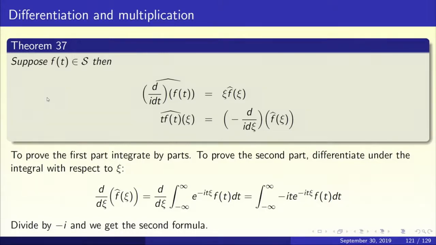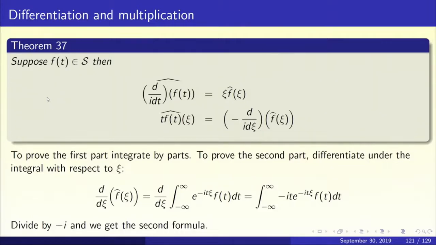The second formula is that if you first multiply the function f of t by t and take the Fourier transform, you get minus 1 upon i d/d chi of f hat of chi. In other words, multiplication by t and then Fourier transform is the same as differentiation of the Fourier transform. There is a minus sign floating around, and you see that in the displayed formulas. So let's prove these things.